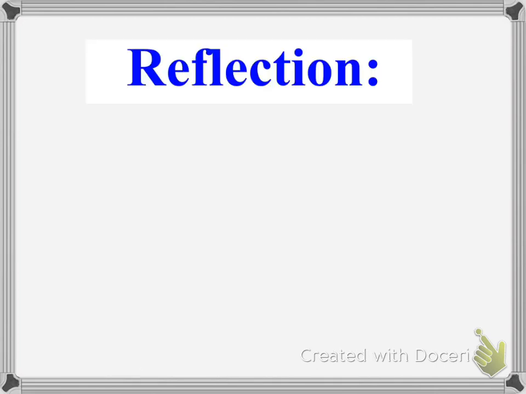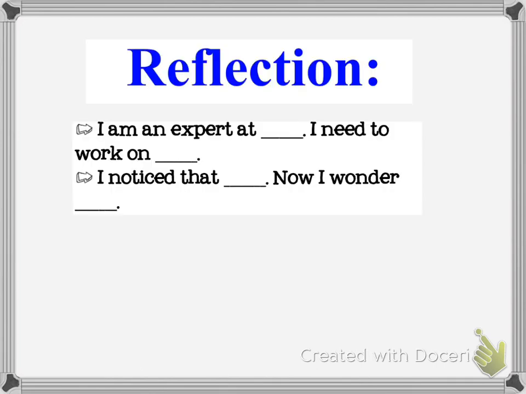For your reflection for today, you can use one of these two sentence stems. You can say, I am an expert at blank, and I need to work on blank. Or you can use the other one, which is, I noticed that blank, now I wonder blank. You choose one or the other one. You don't have to do both.